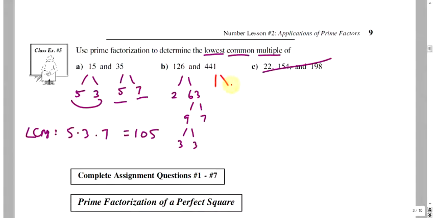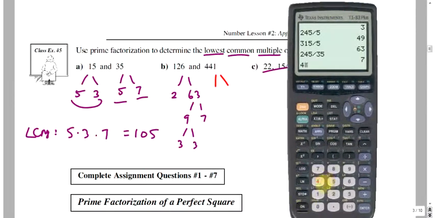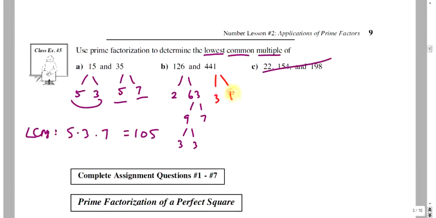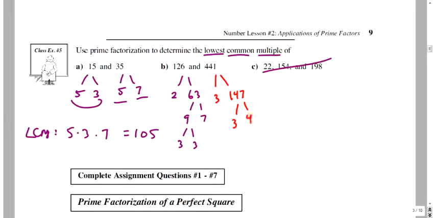What goes into 441? Who's got good numeracy sense? What do I want to try? Do I want to try 2? No. So let's try 3. Oh, 147. Okay. Now what goes into 147? Do I want to try another 3? Sure. Whoop. What happened there? I don't know. 147 divided by 3 is 49. And 49 is 7 times 7.